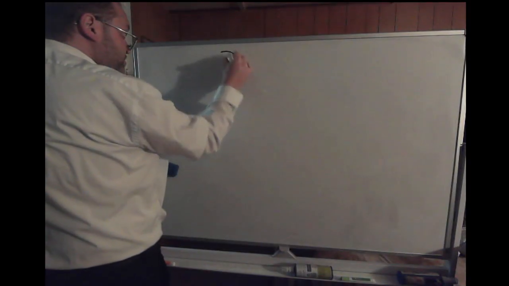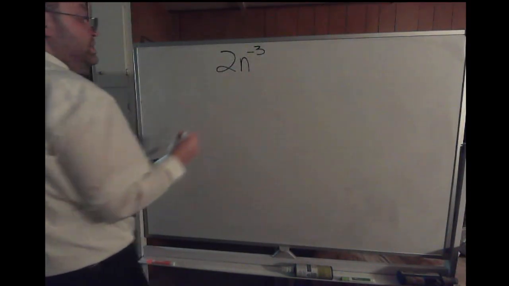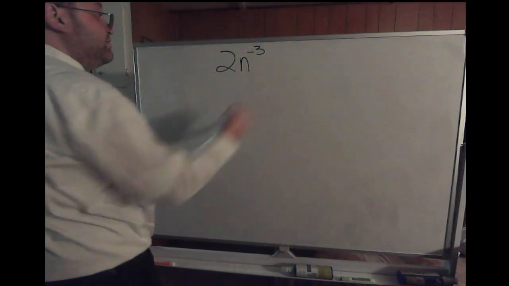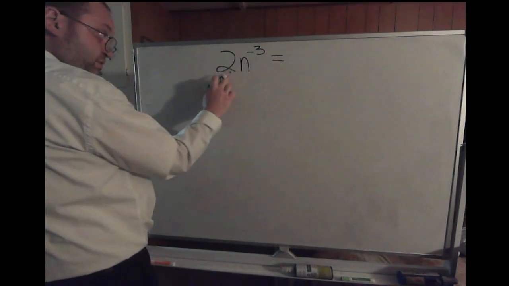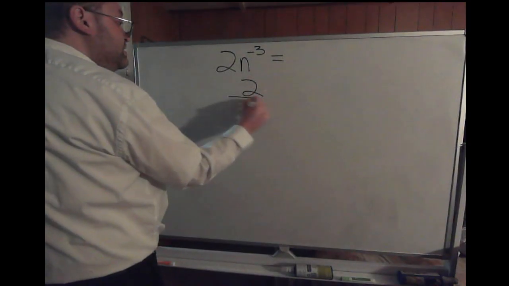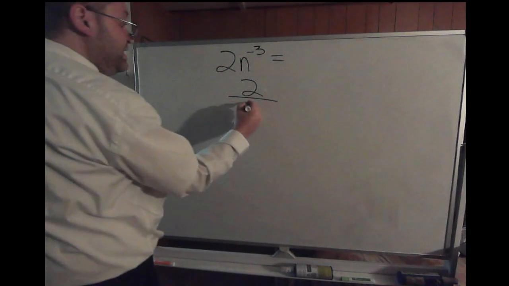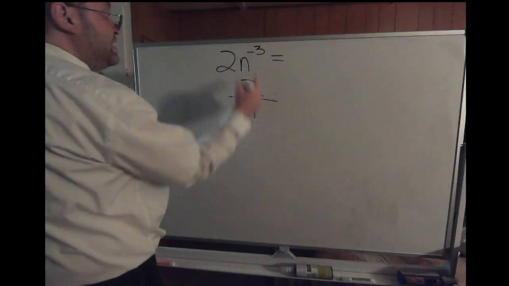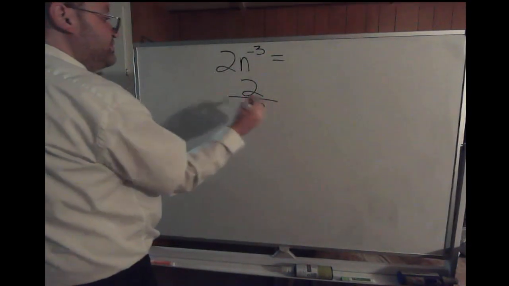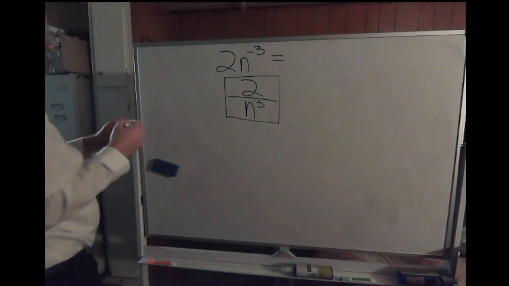Alright, next one. We have 2n to the negative third. Well, that coefficient of 2, that's going to be your numerator. So then since n is to the negative third power, you're going to take that n, move it to the denominator, turn that negative 3 into a positive 3. So your answer is going to be 2 over n to the third power.